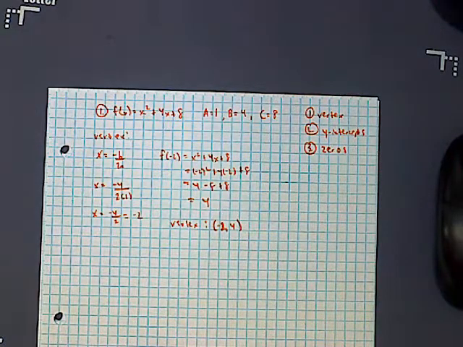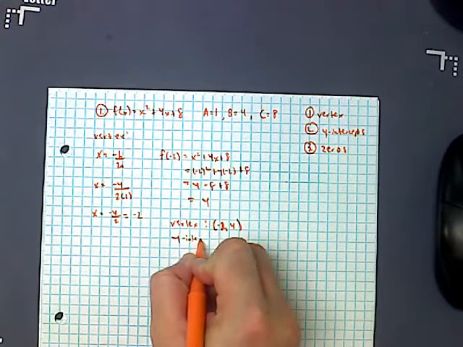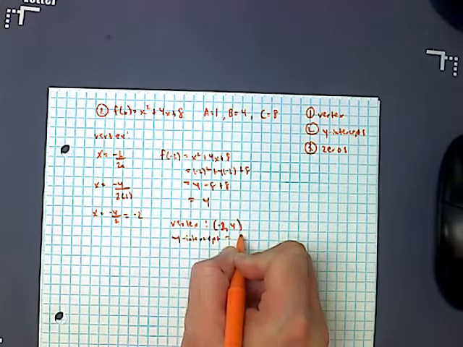My y-intercept is always your c value. So my y-intercept is equal to 8.